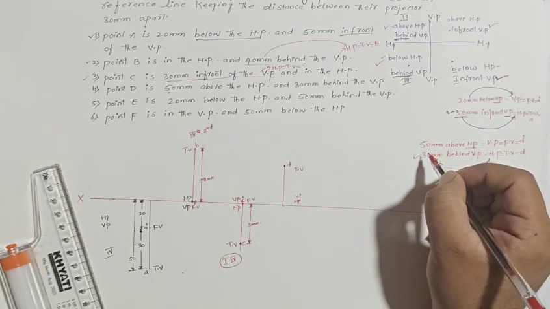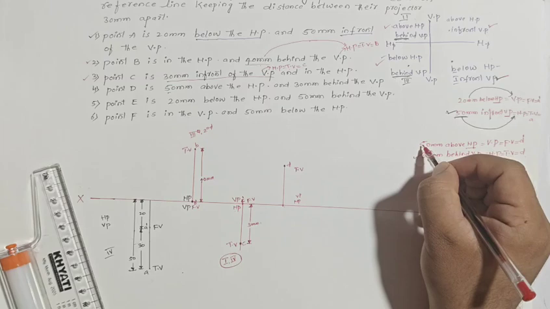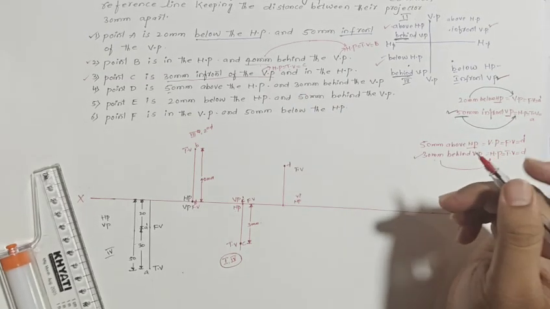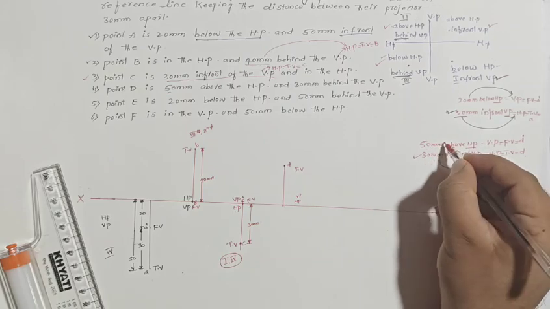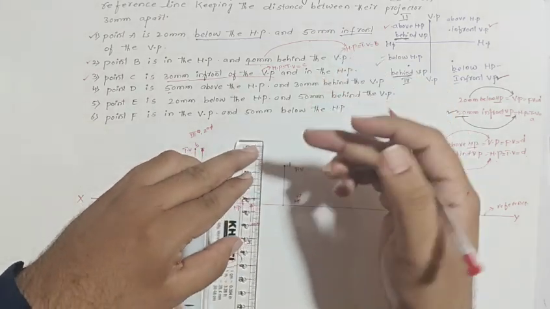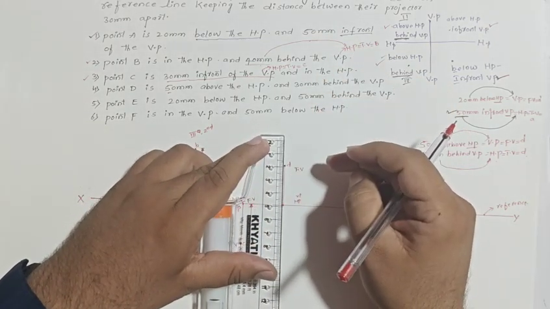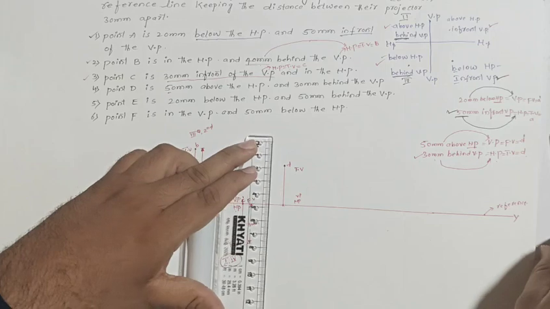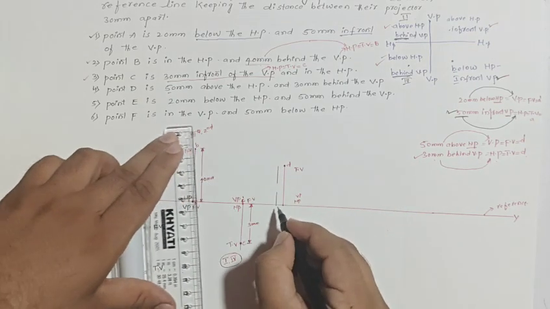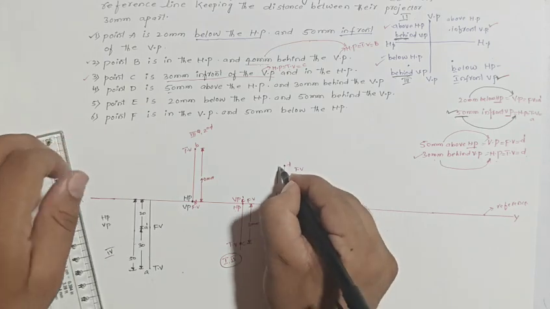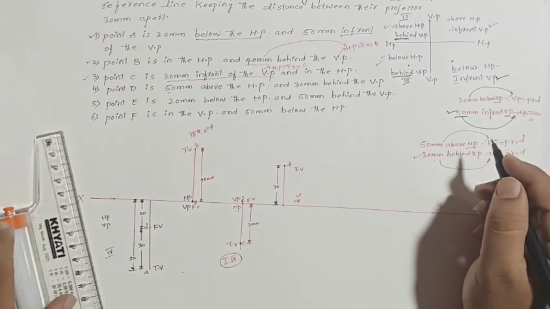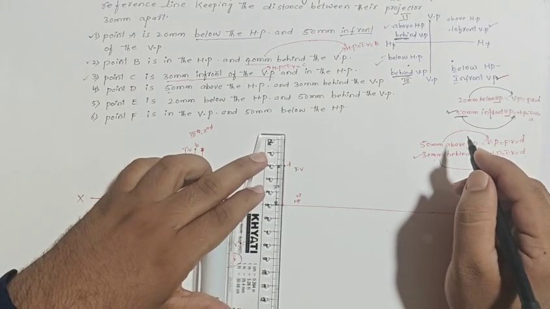Again, how much extra distance do we have to measure? We want 50, is it right? Extra we have to measure a length of 20 mm, is it right? 50 mm above the HP means resting on the VP. VP is also above the reference line only. From this point, first of all we have to show the dimension. This is how much? 30 mm. Okay. Then from this point how much do we want? 20 mm.